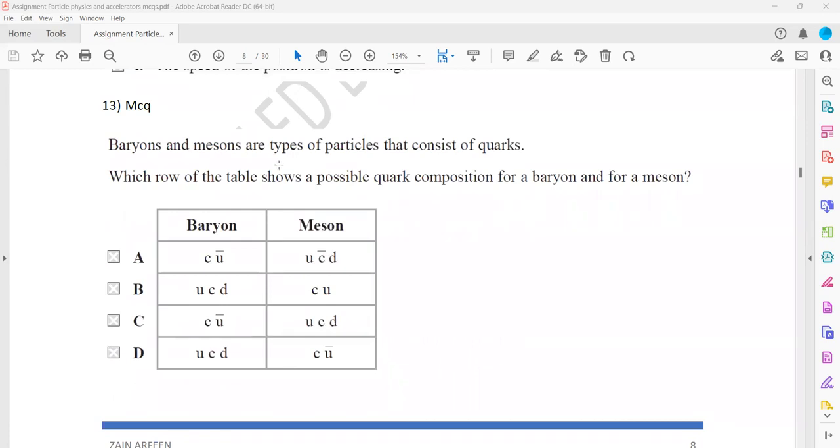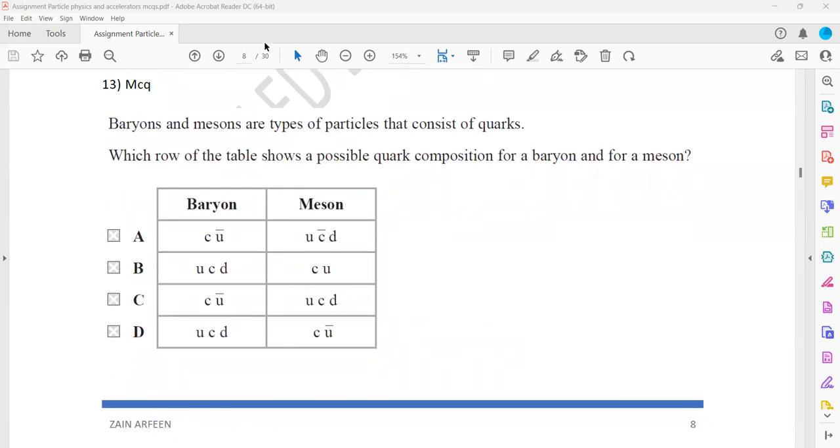In question 13, baryon and meson are types of particle that consist of quarks. Which row of the table shows the quark composition for baryon and meson? Baryon means a combination of three quarks. All should be either quarks or antiquarks. And meson means it should be a combination of quark and antiquark.